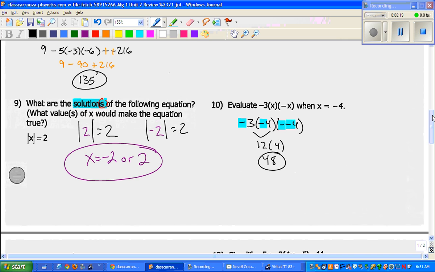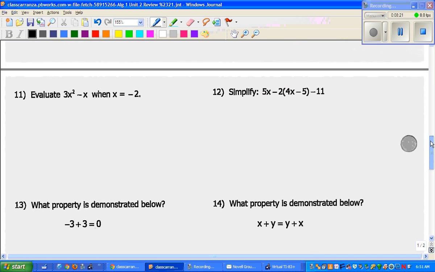All right, let's flip it over. Evaluate 3x squared minus x when x equals -2. So we have to be very careful when we're plugging in all of our numbers. All right, we're going to do exponents first. -2 squared is 4. On the back right here, we can do click, click. 3 times 4 is 12, and 12 plus 2 is 14.